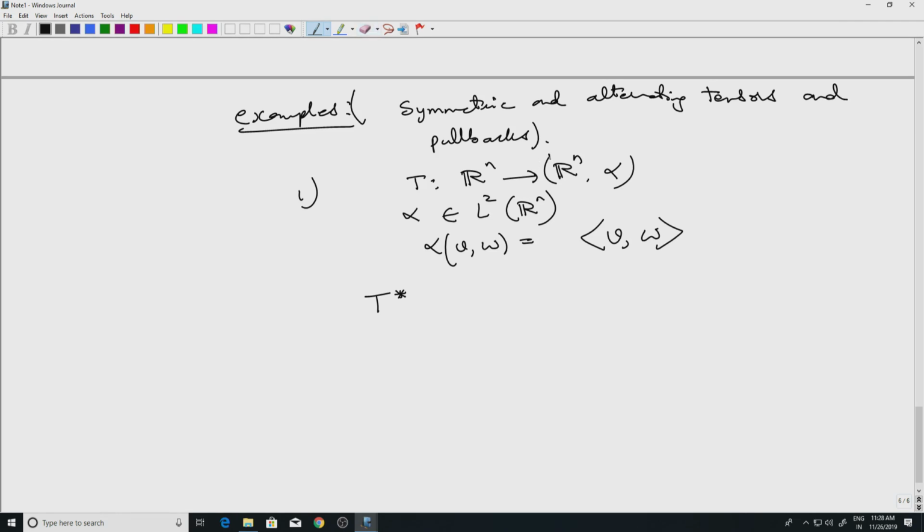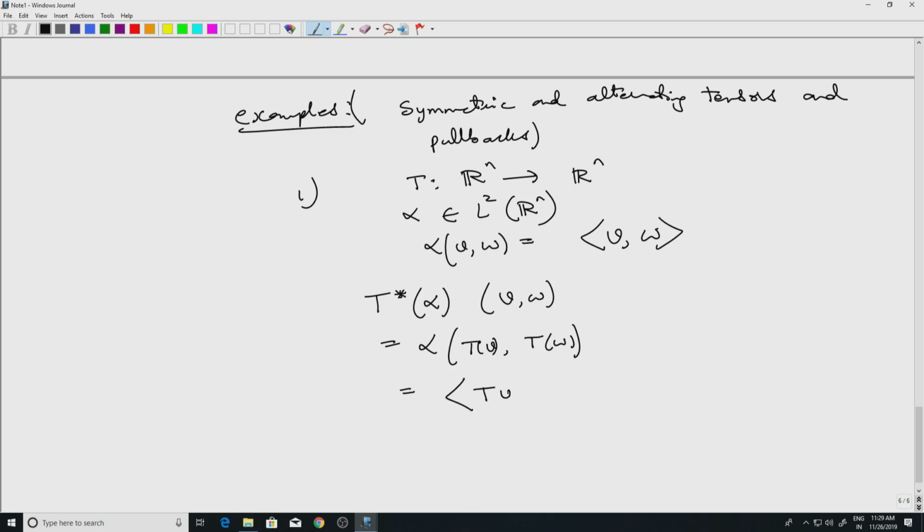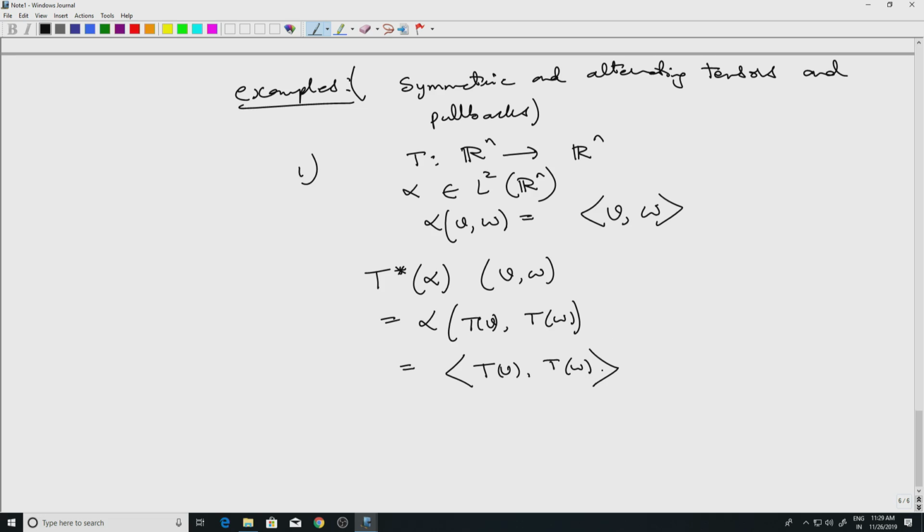Since the pullback operation proceeds in reverse, you have to start with a tensor on the target vector space. So T star alpha acting on V, W would be, by definition, alpha of TV, TW, which we know is the inner product of TV and TW. So essentially the pullback operation acting on V, W is the inner product of, first you do T and then you take the inner product.